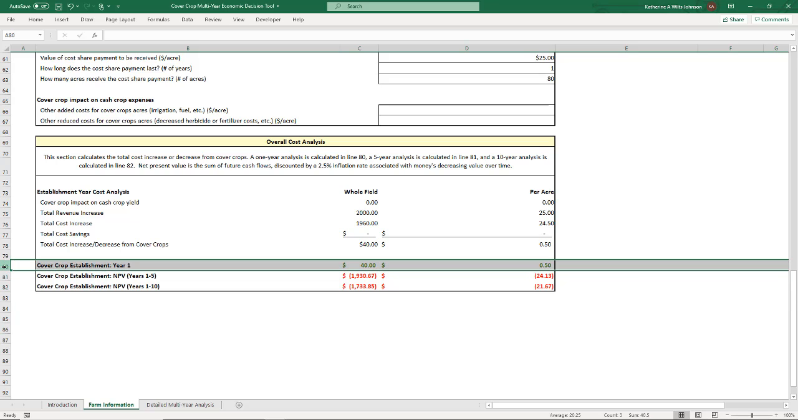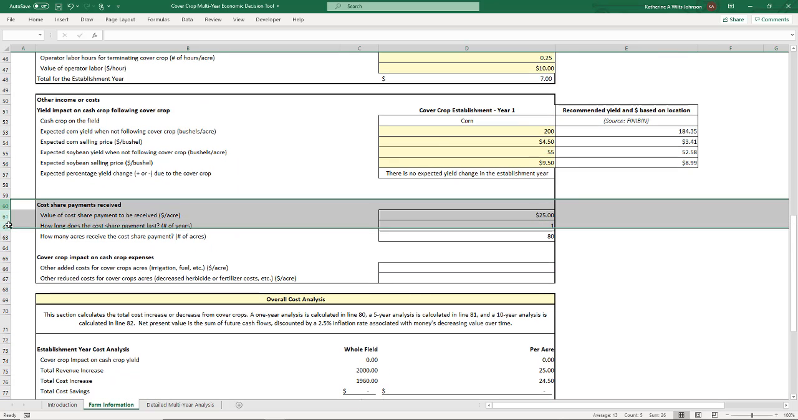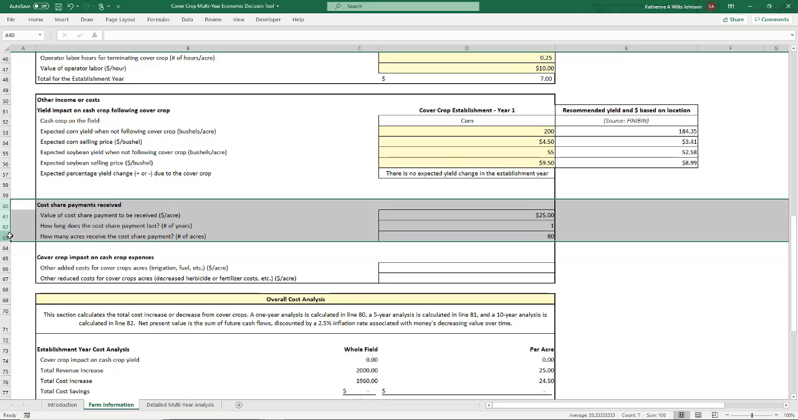So what happens if we scroll back up and we make this cost share payment received not only for 1 year? What if they receive it for 3 years?